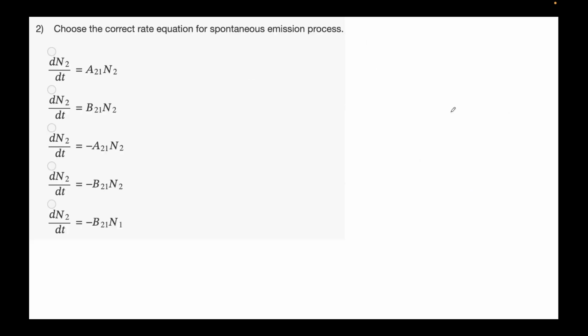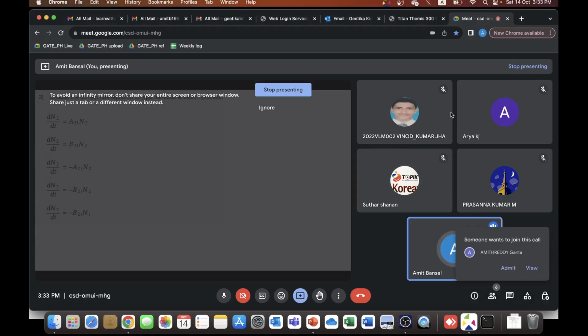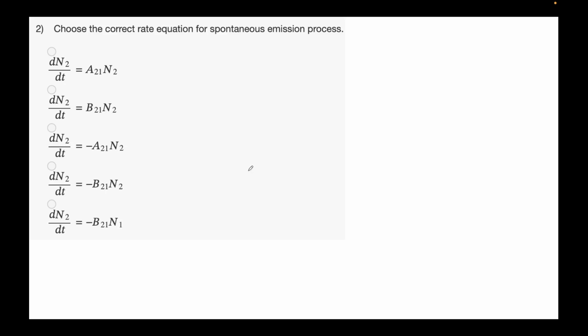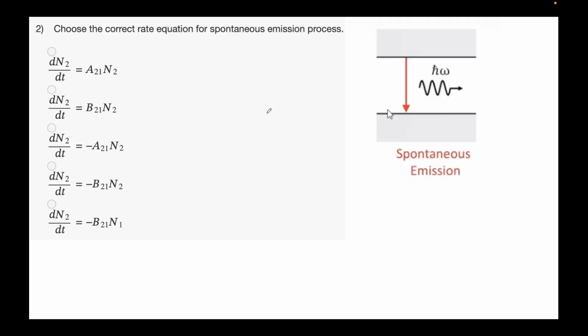Now that we have established that these processes occur, we would like to know a bit more about the processes behind them, exactly what is happening, so to speak. So that's what we talk about now. We have to choose the equation for the spontaneous emission process. So let's draw the spontaneous emission process. This is your high energy state. Let's call it EC and EV.